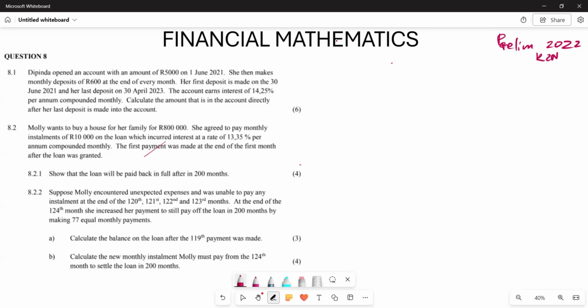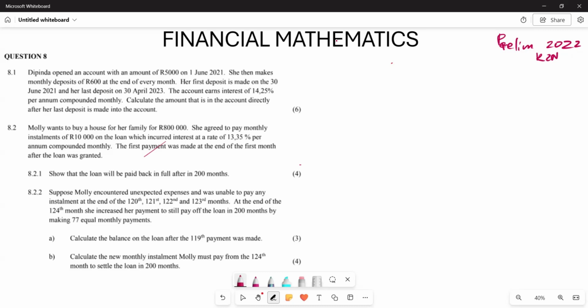Her first deposit is made on the 30th of June, and her last deposit is made at the end of the 30th of April 2023. The amount earns an interest of 14.25% per annum compounded monthly. They want us to calculate the amount that is going to be in the account after the last deposit.